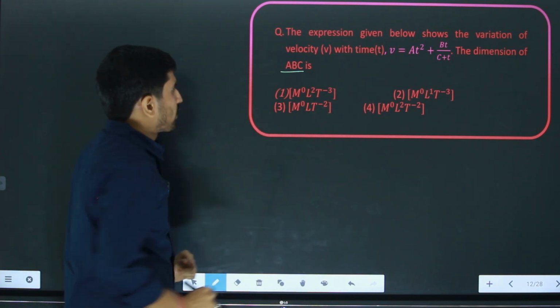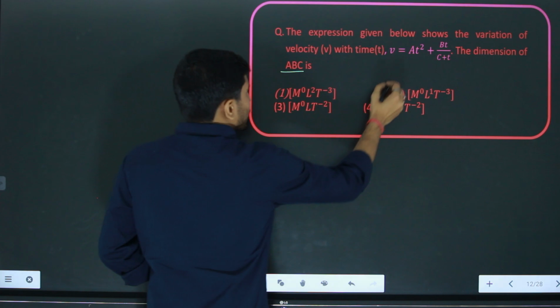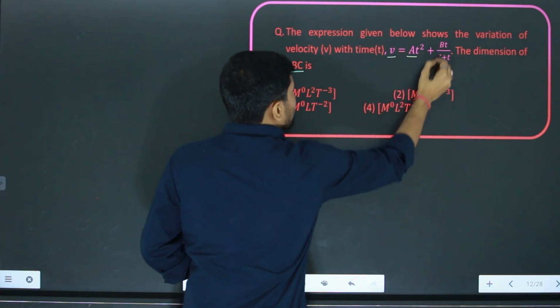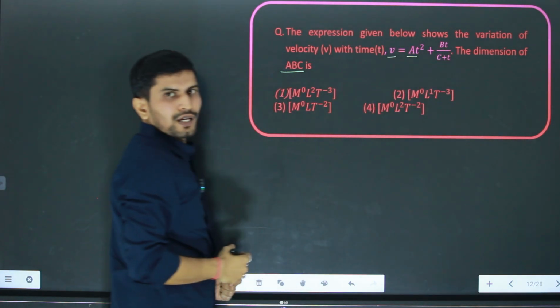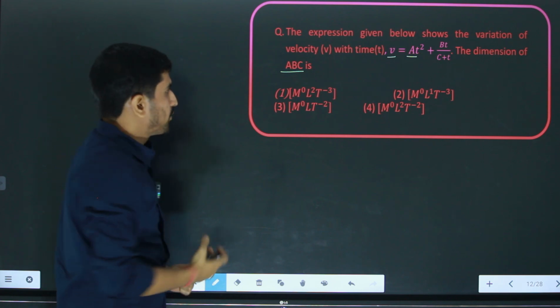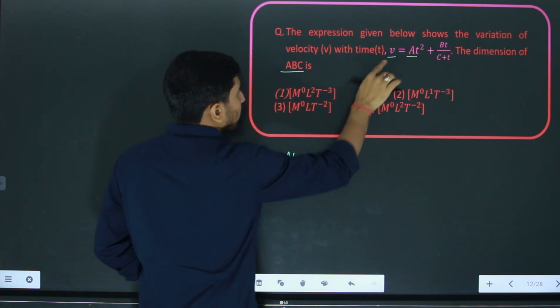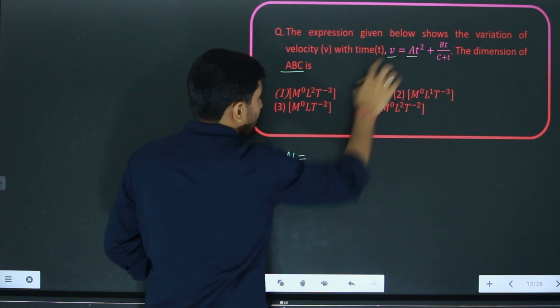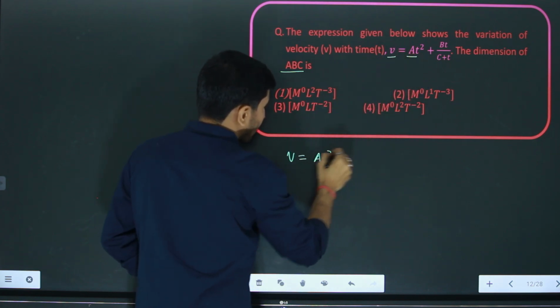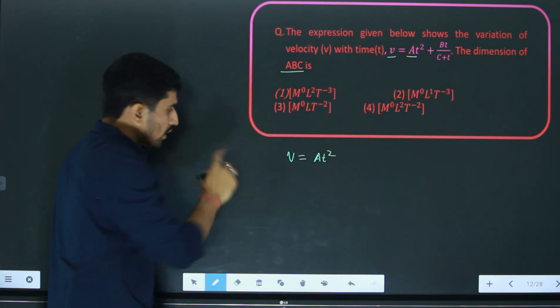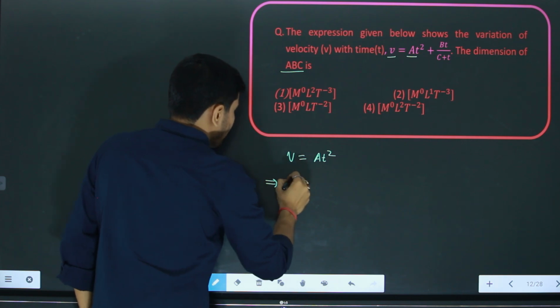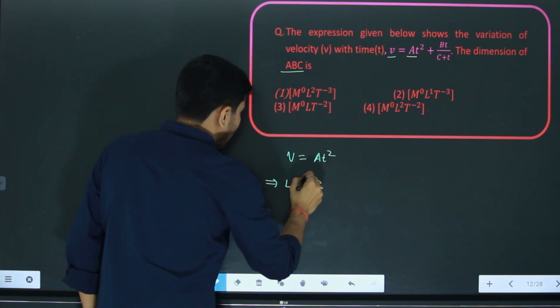So let's start. First, when you look at the expression, V equal to A t square plus this much, we will apply the homogeneity of dimension, and from the homogeneity of dimension we know that the dimension of velocity and the dimension of this A t square will be the same, right. And therefore what will be the dimension of A? Let's put the dimension of velocity.